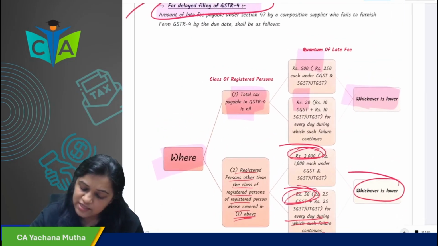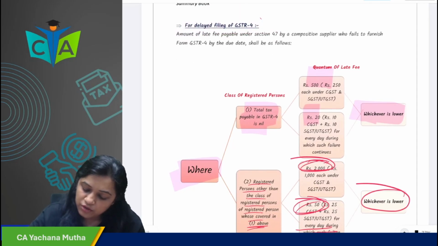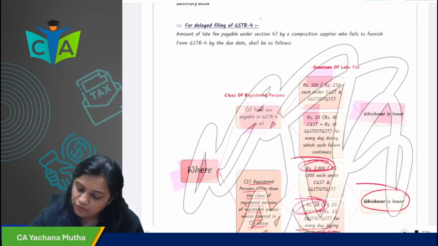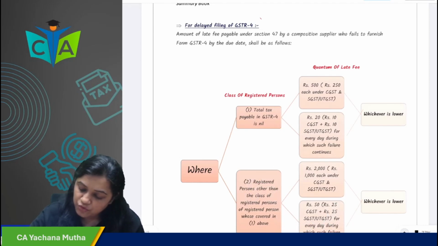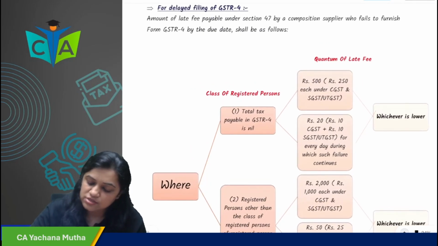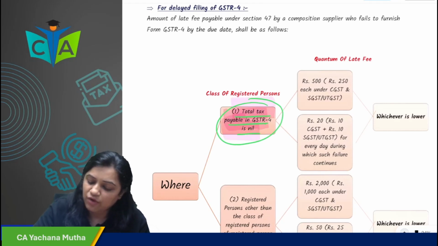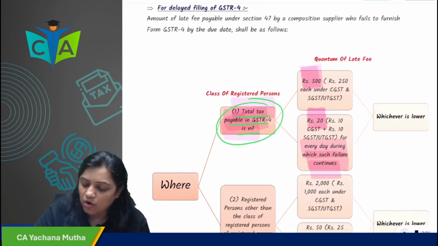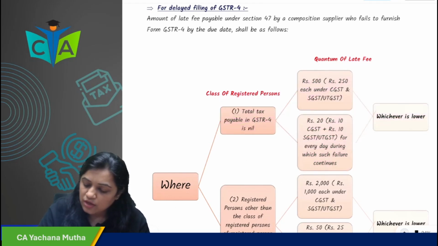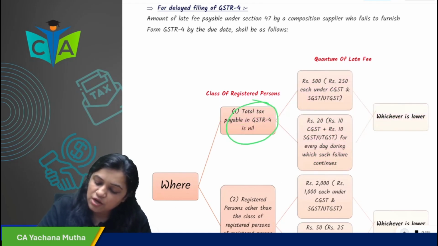Okay. Next, if you are delaying GSTR 4, in that case what do we have to see? We have to see the total tax payable. If the total tax payable in GSTR 4 is nil, then 500 rupees or 20 rupees per day during which such failure continues, whichever is lower.